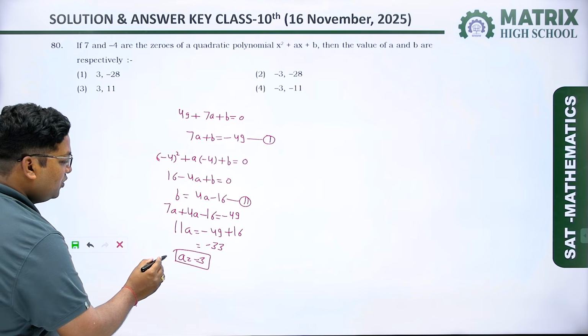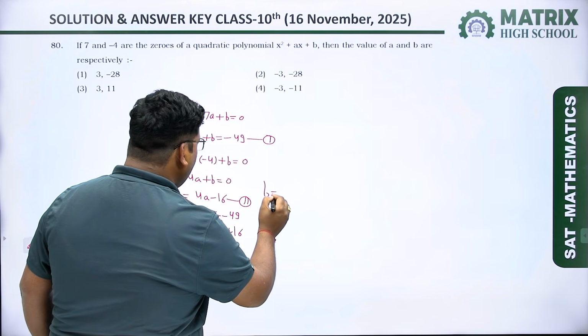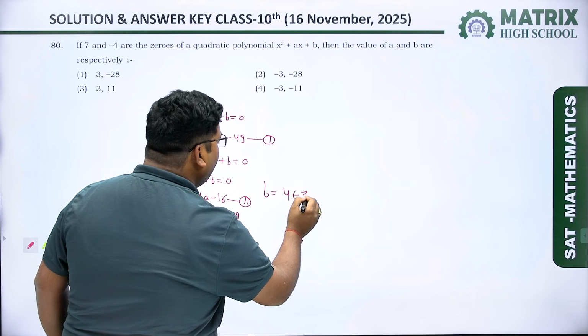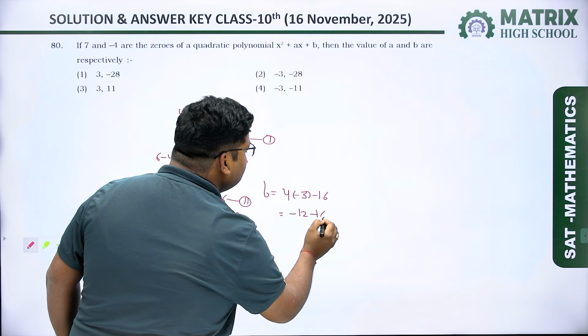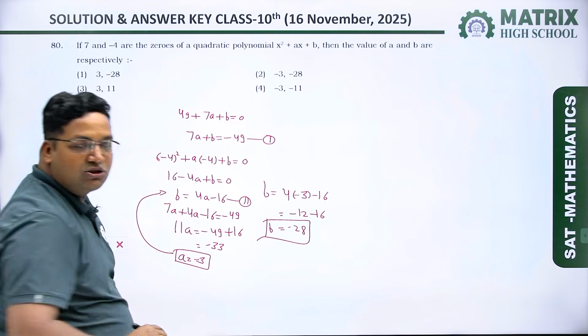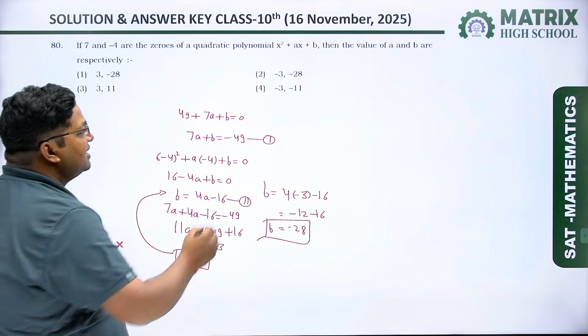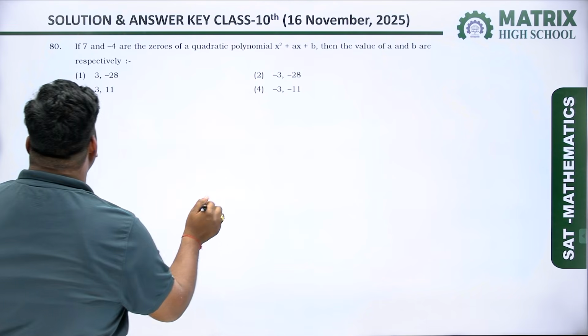Now we have to substitute this value in equation number 2. So we will get b equal to 4 into minus 3 minus 16, which is equal to minus 12 minus 16 equal to minus 28. So the value of b is minus 28. It means our answer is option 2. So option 2 is the right answer. Now coming to the next question.